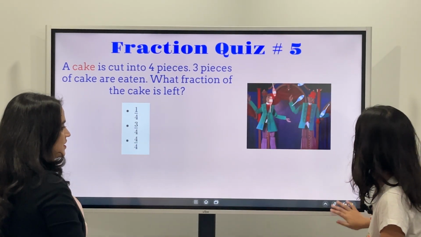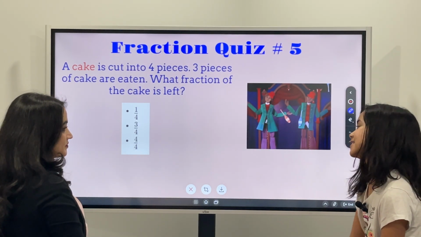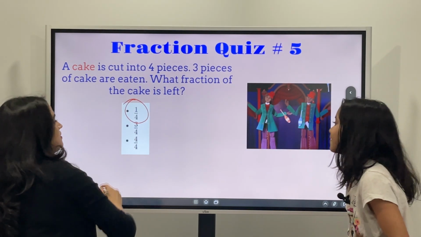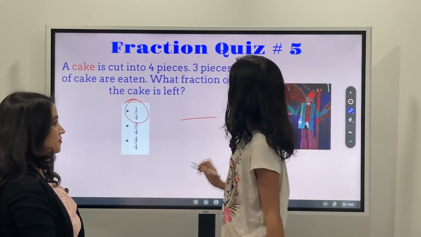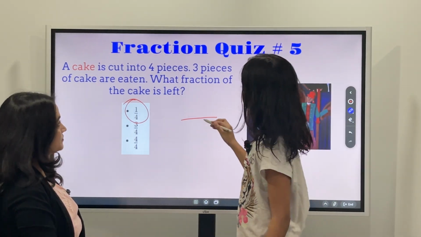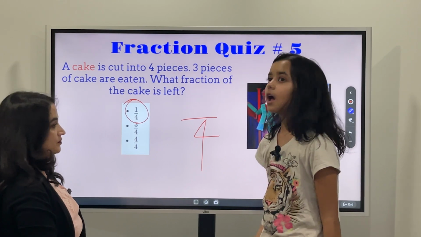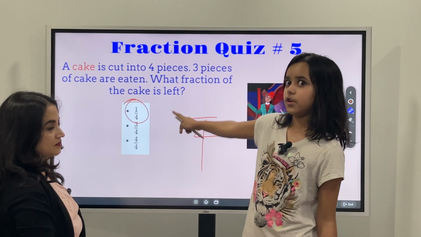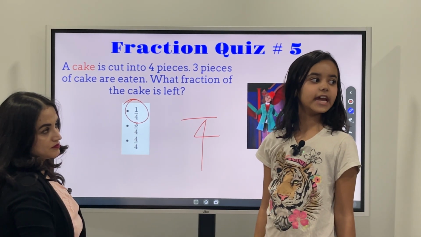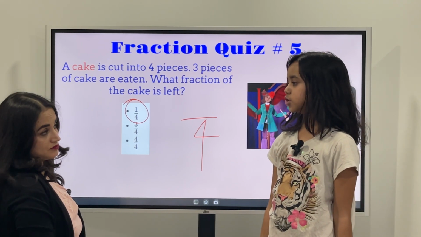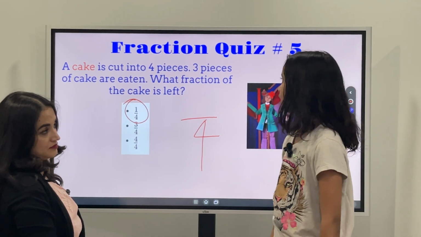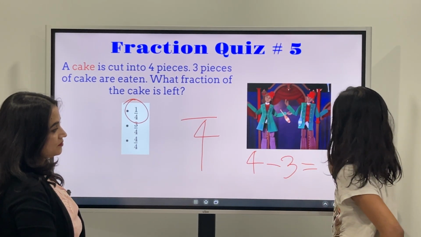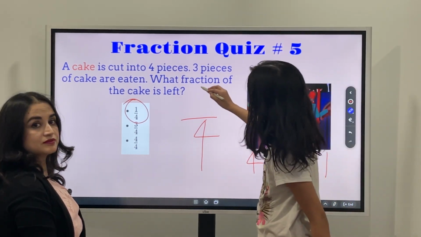Okay, so what do you think? I think it is the first one. Can you please look at the first one? First one, you think? Yeah. And why? Since the denominator is 4, we just keep 4 there. But the numerator is not a 3. It says left. If there were 4 pieces of cake and we ate 3, how much was left? That's subtraction. So 4 minus 3 equals 1. So this should be a 1.